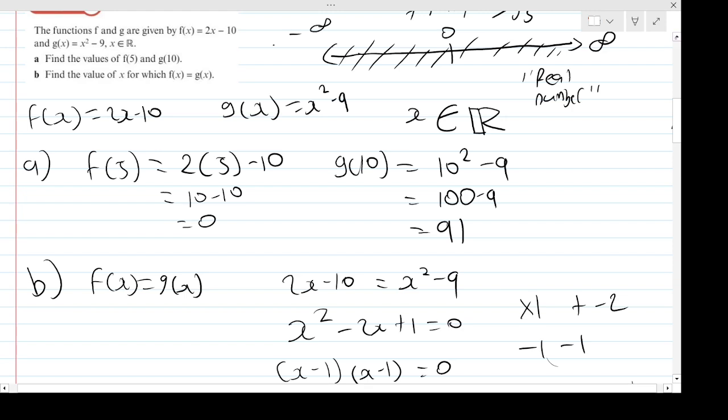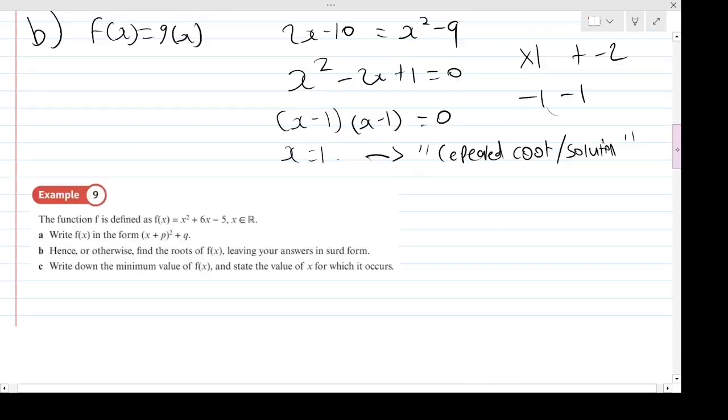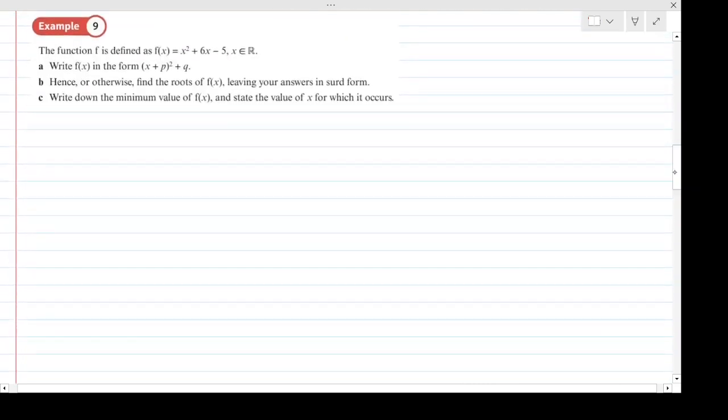Okay, let's have a look at another question then. We are given the function f defined as f of x is x squared plus 6x minus 5, and again, it's telling us x is a member of the real numbers. So x is a real number, so that's basically anything. That's telling us what we work with. Usually it's going to be x is a real number with functions, so you don't have to worry, but that's what that means.